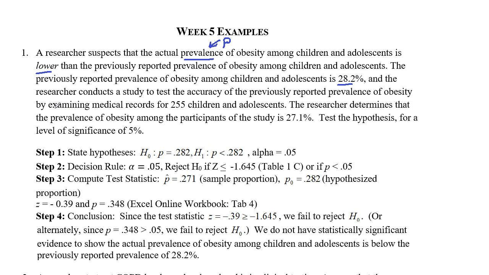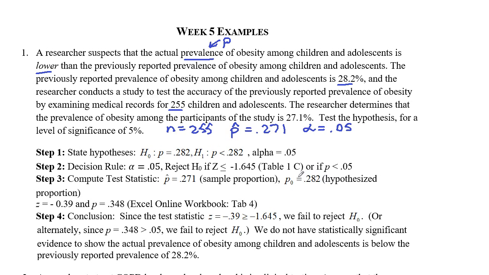Let's see here. We examined medical records of 255 children. That is your sample size. So N is 255. And the researcher determined that the prevalence from those in the study was 27.1%. So that's going to be your P hat, will be 0.271. Test the hypothesis for a level of significance of 5%. So alpha is 0.05.